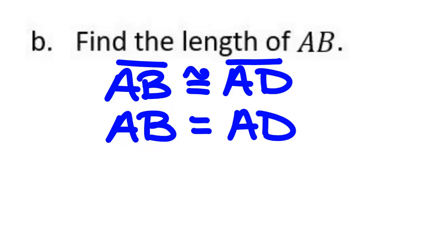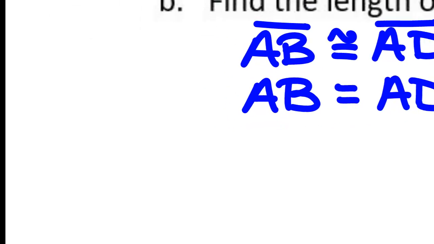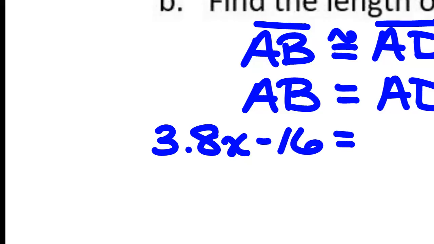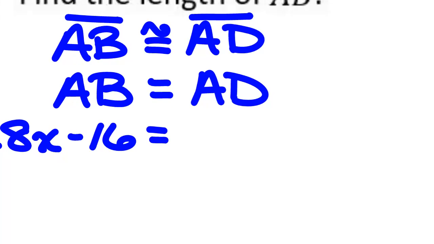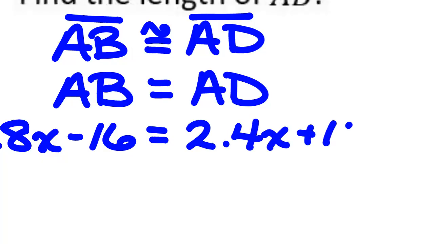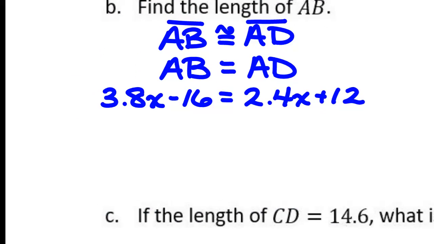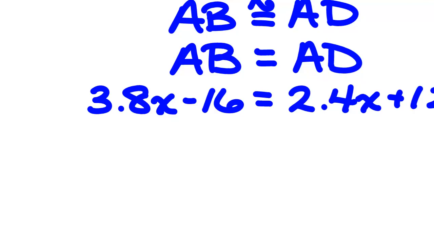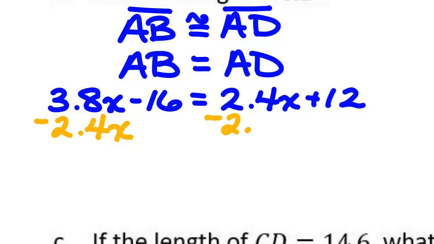What is the length of segment AB? (3.8x minus 16), and that is going to be equal to AD. What is the expression for AD? (2.4x plus 12). Bless you. And now we're going to solve this for x. So we're going to get our x's to the same side. I'm going to minus 2.4x from both sides.